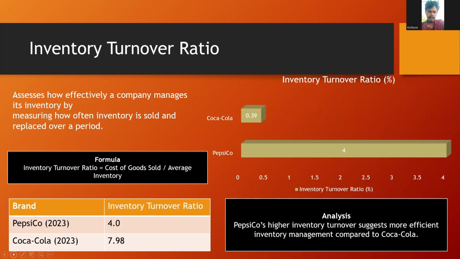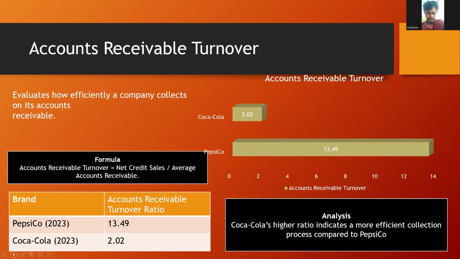And then the third one, accounts receivable turnover. The third one evaluates how efficiently a company collects its receivables. For example, it counts credit sales only. So the formula is net credit sales divided by the average accounts receivable. In 2023, Coca-Cola had a much higher turnover of 13.49 compared to Pepsi's 2.02, and collected receivables more frequently within a year.